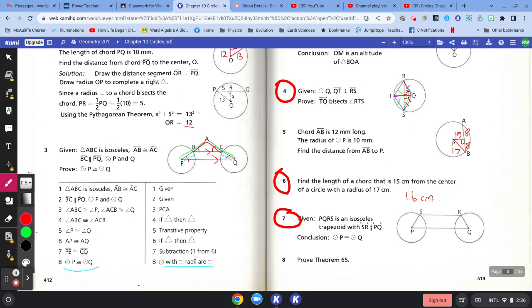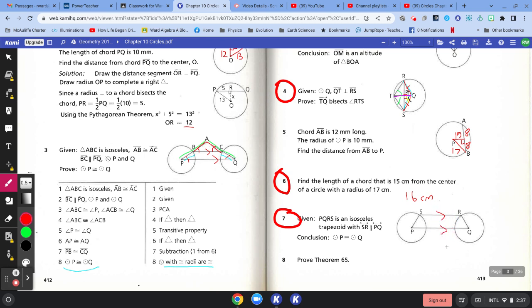All right, number 7. We'll take a look at number 7. So we've been given PQRS as an isosceles trapezoid with SR parallel to PQ. And we're trying to conclude that circle P is congruent to circle Q. Well, I would encourage you to go back and remind yourself what some of the properties are of an isosceles trapezoid. Okay, and so hopefully you've paused this and you are now watching me talk this through.